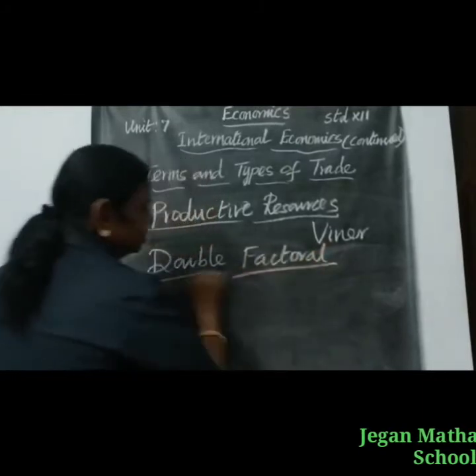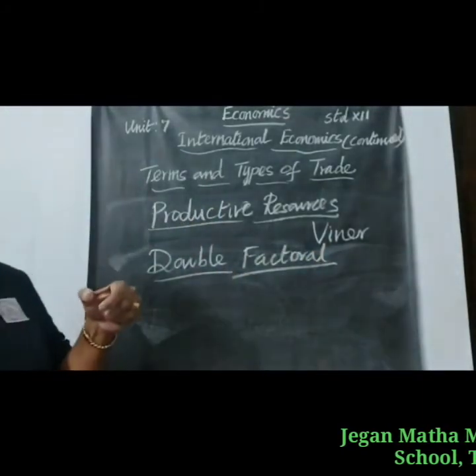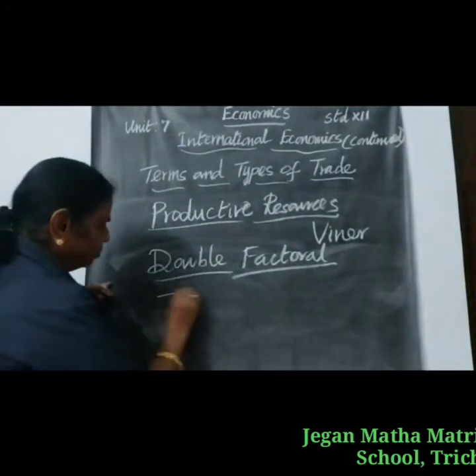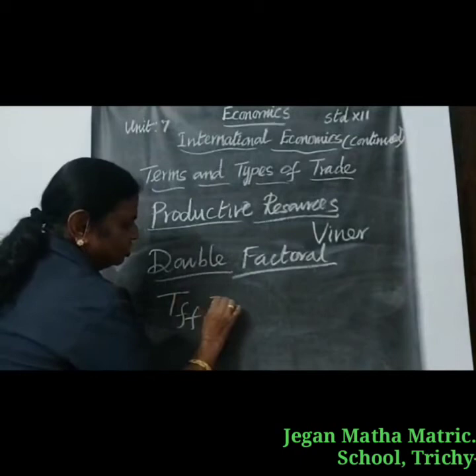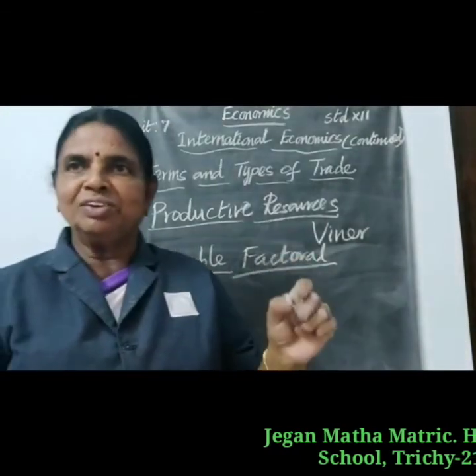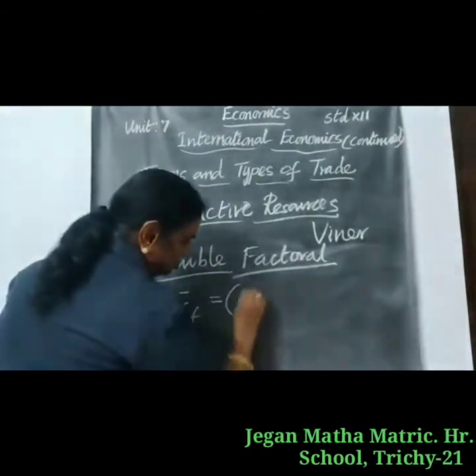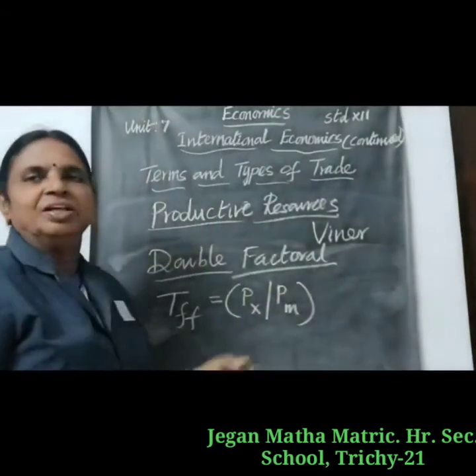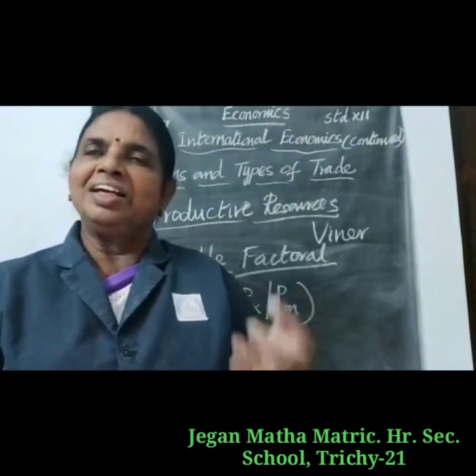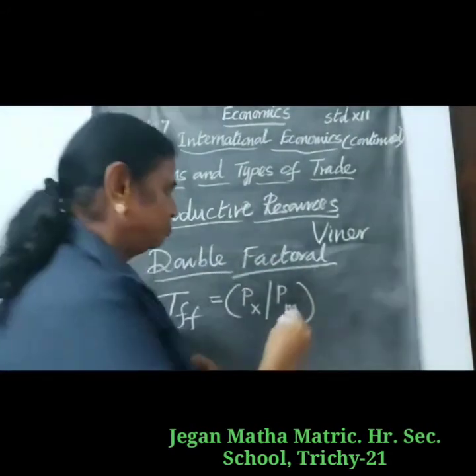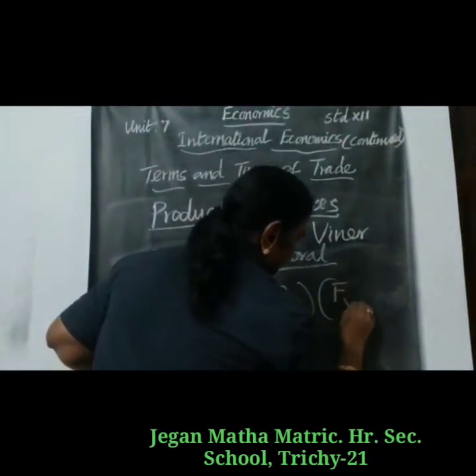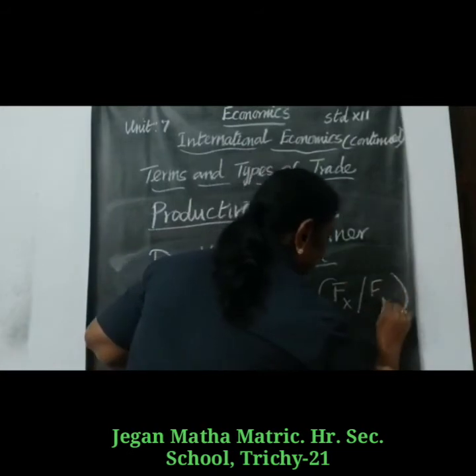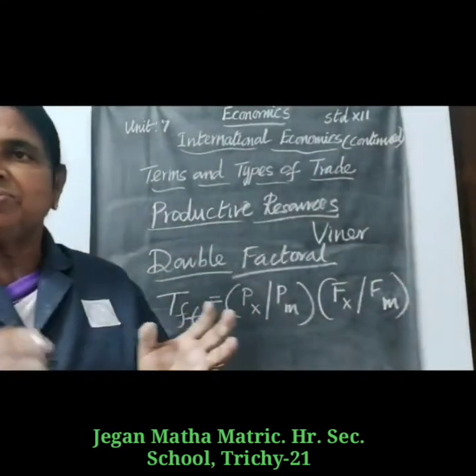In single factor, we just saw TF equal to PX divided by PM into FX. But in double factor, T double F equal to PX divided by PM into FX divided by FM. So this is what we call double factorial terms of trade.